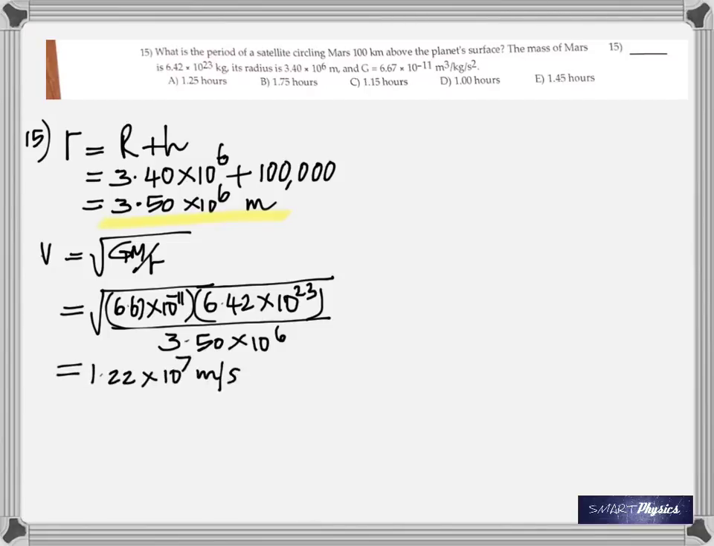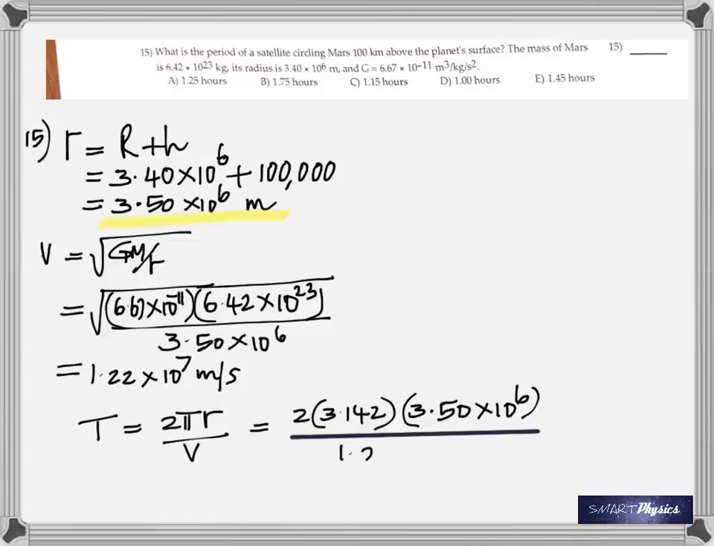And when you calculate that, you get 1.22 times 10 to the 7 meters per second. That is a lot faster than the satellite orbiting the Earth. Did you notice that? It was only 7,900 for a satellite of the Earth, but for Mars, it's that big. And the time period comes out to be 1.79 hours.